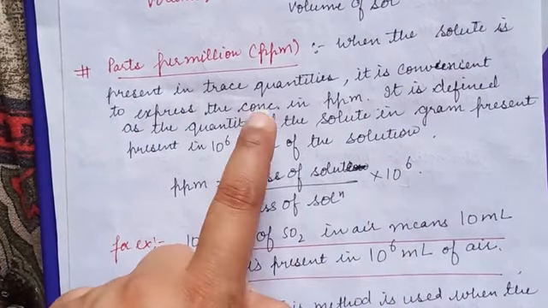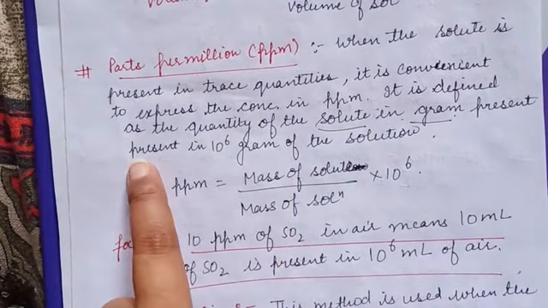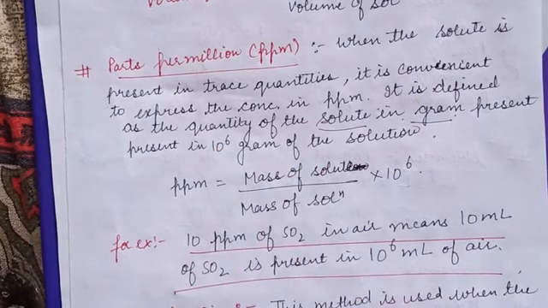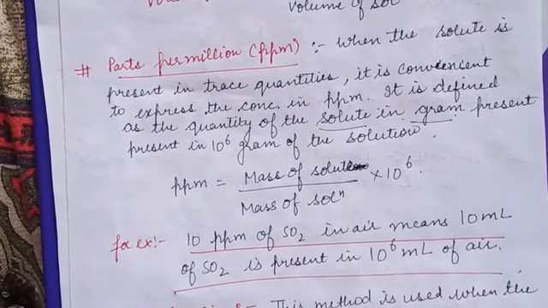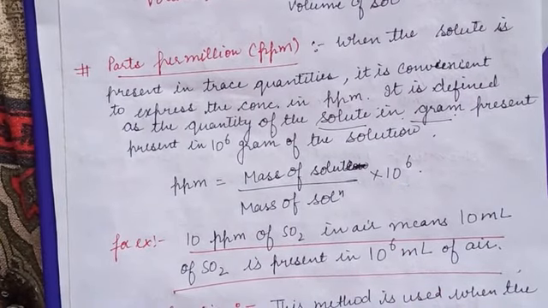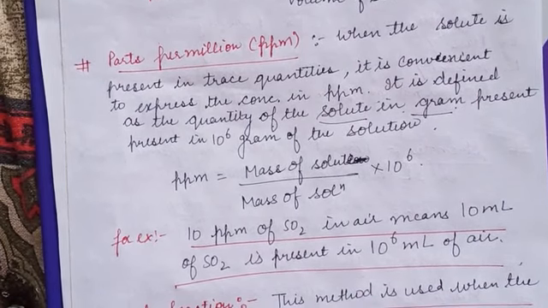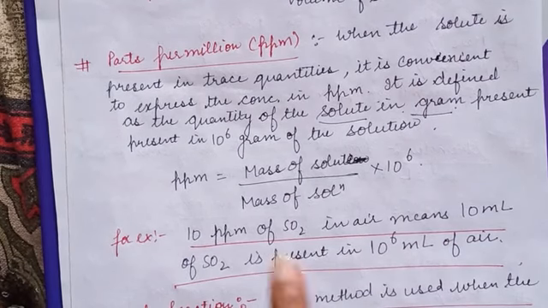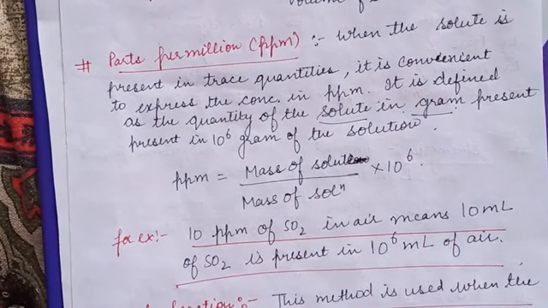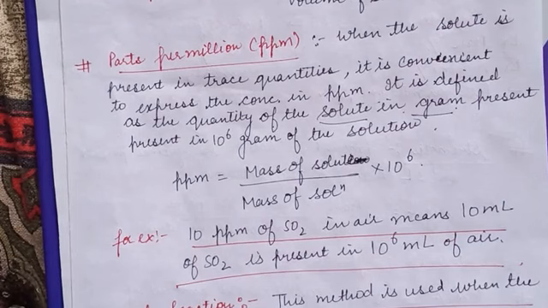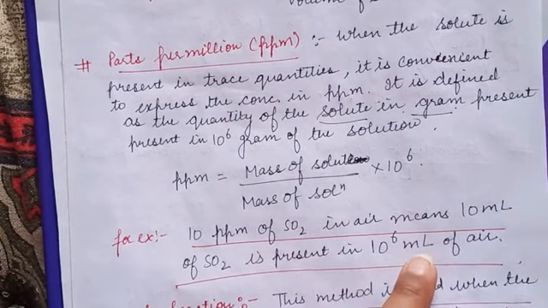It is defined as the quantity of solute present in grams in 10 raised to power 6 gram of the solution. ppm is mass of solute divided by mass of solution into 10 raised to power 6. The pollution in the atmosphere is expressed in the form of ppm. For example, we say that 10 ppm of SO2 is present in air. That means 10 milliliter of SO2 is present in 10 raised to power 6 milliliter of air.